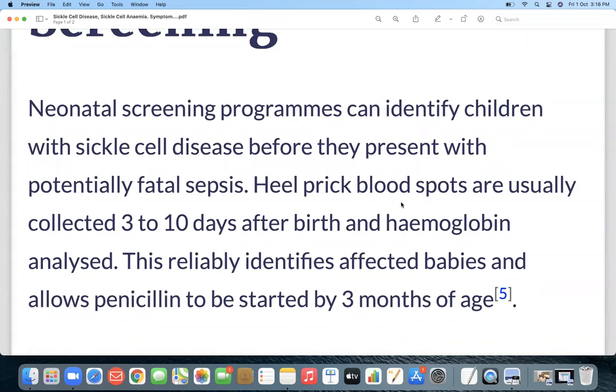So heel prick blood spots are usually collected 3 to 10 days after birth, and hemoglobin is analyzed. This reliably identifies affected babies and allows penicillin to be started by 3 months of age. I think with this heel prick, they are doing hemoglobin electrophoresis for diagnosis, or what? No, that is screening. They are doing screening. So with the heel prick test, by 3 to 10 days, they will analyze the hemoglobin, and if diagnosed positive, by 3 months they will start penicillin.